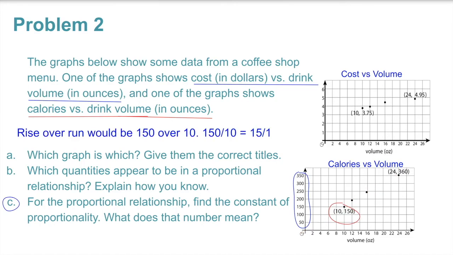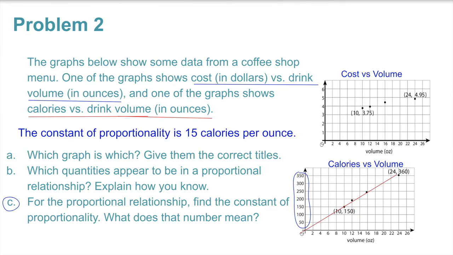The rise over run would be 150 over 10. That's 150 divided by 10, which equals 15 divided by 1, or 15. There would be 15 calories per ounce. The constant of proportionality is 15 calories per ounce.